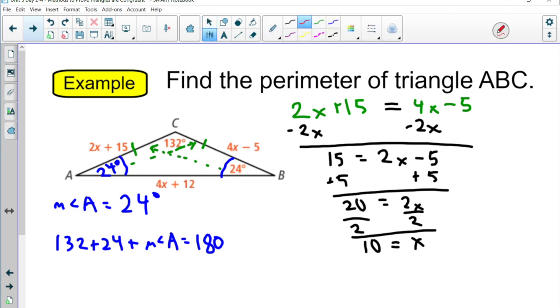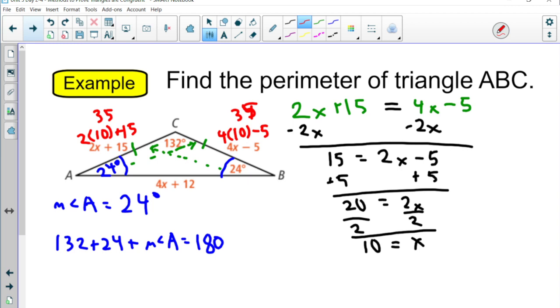So let's go ahead and figure out what all the sides are by plugging in 10 for x. A to C and B to C should be the same thing. Let's see. 2 times 10 plus 15. We're plugging in 10 for x. That is 35. Over here, 4 times x is 10 minus 5. That's 40 minus 5 is 35. Hey, they're the same. They're the same, which is what's supposed to happen.